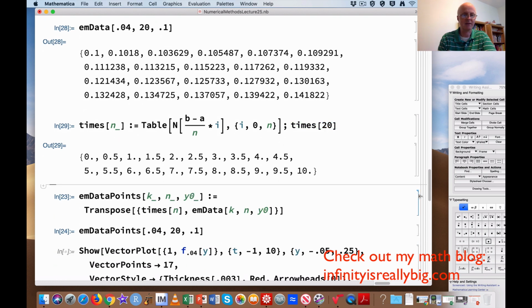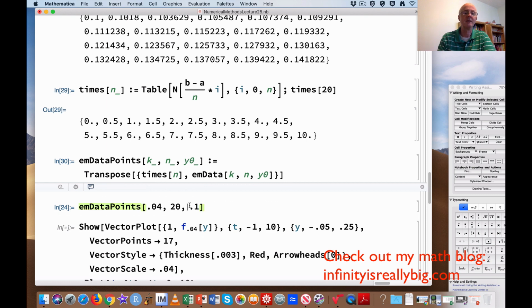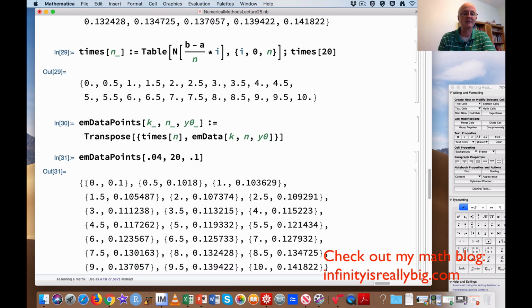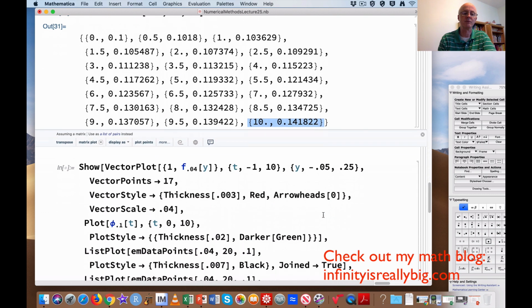Ignore this one, I'll get rid of that. This is going to give me data points. So not just W values, but also with t as the point here. Data points. So now these are points, 0, 0.1, 0.5, 0.1018, etc. The last one at t equals 10 is the point 10, 0.141822. I'm doing this so that I can plot them in the graph with the solution function.